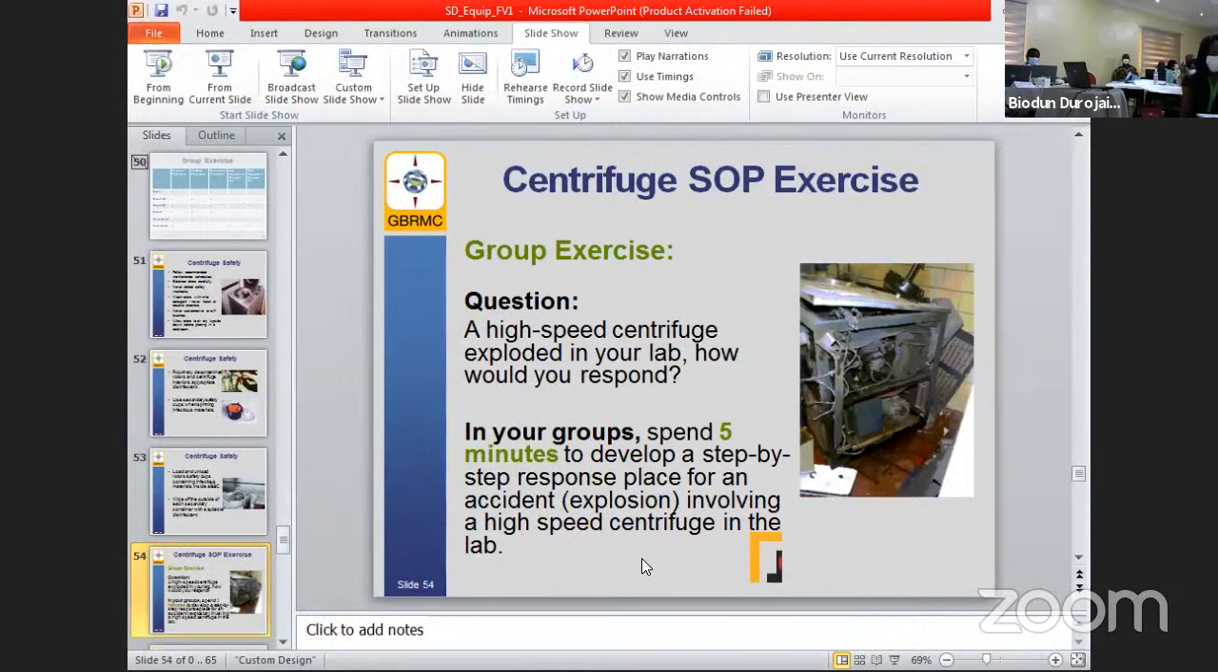Table two. Isolate the section. Isolate the section. Okay, so when you say isolate the section, are you saying evacuate?